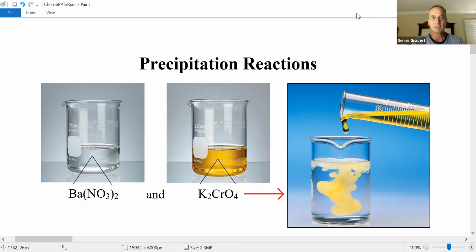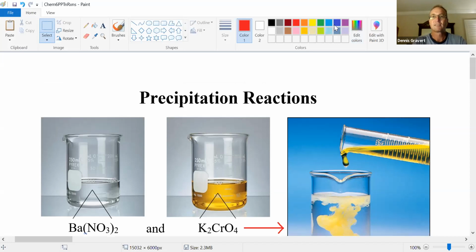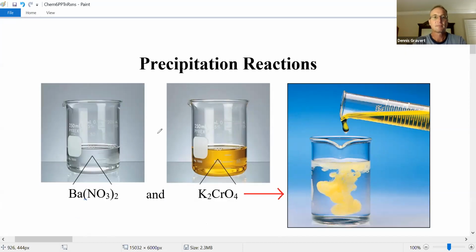Let me get the pen going here. I forgot to turn that on. Sorry. There we go. Mark up screen. Here we go. So barium nitrate. Let's get the thicker pen going.